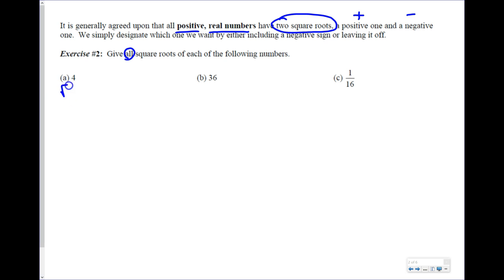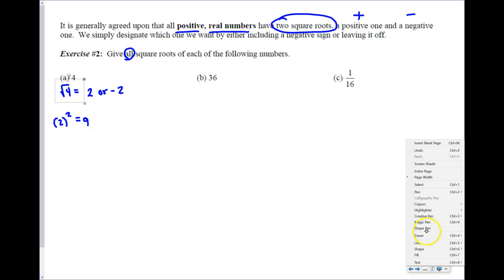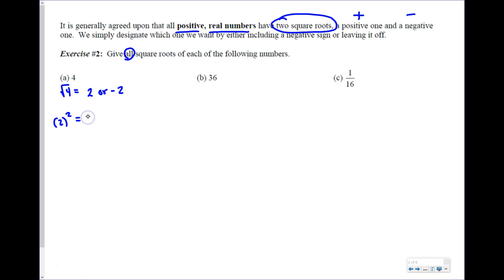So when I write the square root of 4, I can say the square root of 4 is going to be 2 or negative 2, because remember, 2 squared gives me 4. Sorry, that 4 turned out to look like a 9. 2 squared gives me 4.